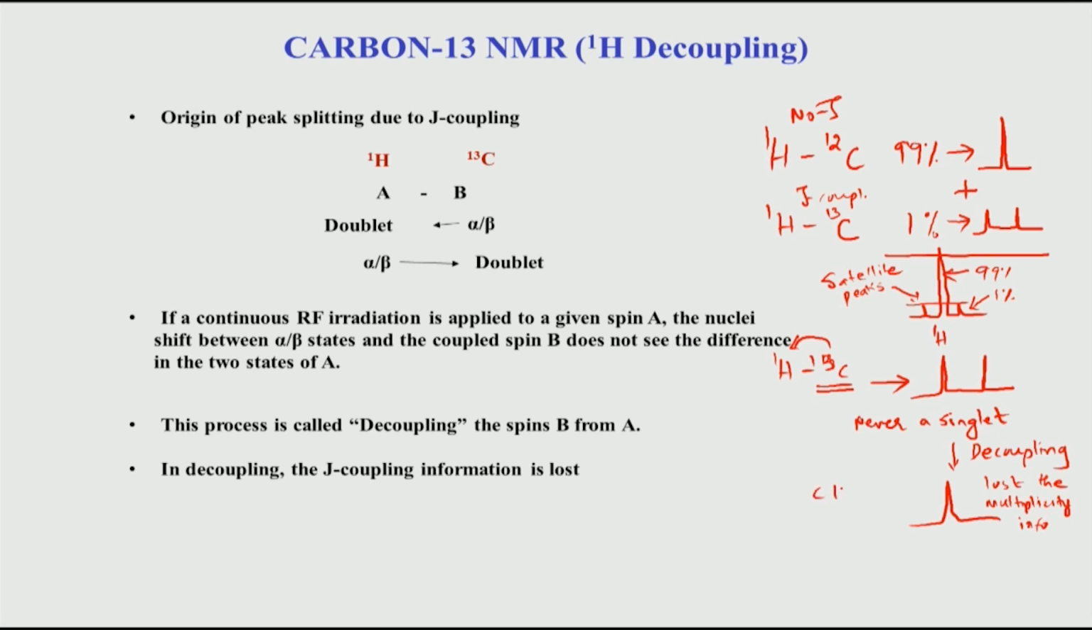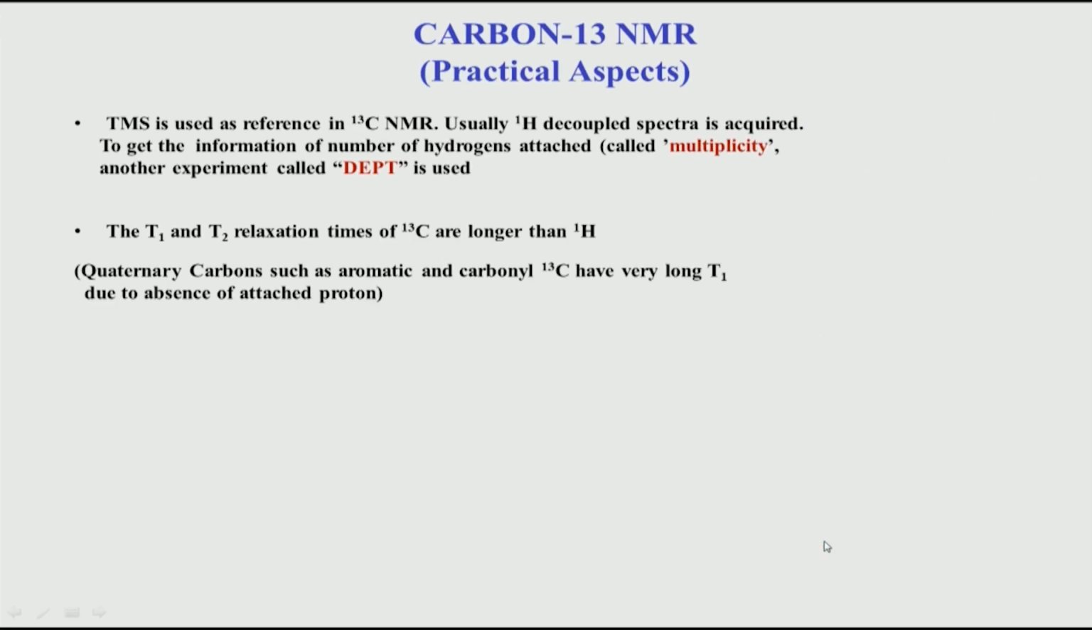Now, this is for CH. Suppose I have CH2, there I expect according to the n+1 rule a triplet, but again if I decouple, I will get basically a singlet, and that information is also lost. So, in this manner, if I do decoupling for every carbon, I keep losing the information of its multiplicity, but I will definitely get a much cleaner spectrum which is a singlet. We will see how the multiplicity aspects can be recovered by some other techniques, and we will see some examples of how decoupling improves the spectral resolution in the next class.